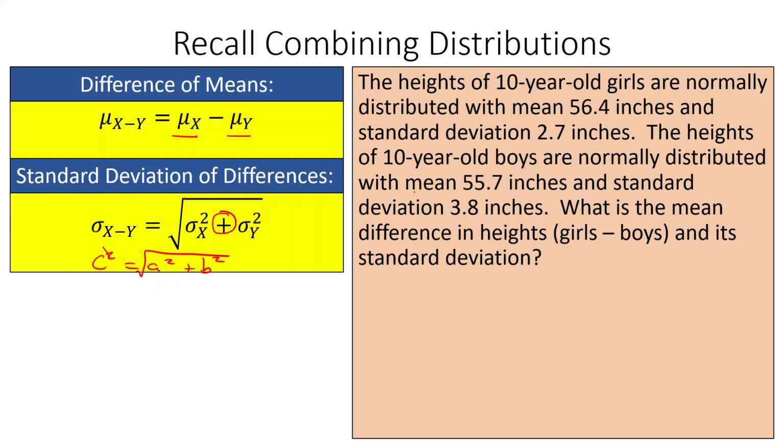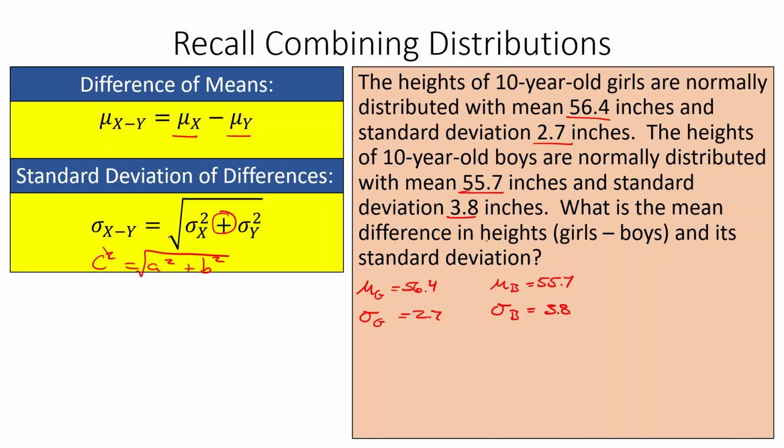Let's take a look at an example here. The heights of 10-year-old girls are normally distributed with a mean of 56.4 inches and a standard deviation of 2.7. So the mean height for the girls is 56.4, and the standard deviation for the girls, using sub G for girl, is 2.7. The heights of 10-year-old boys are normally distributed with a mean of 55.7 and a standard deviation of 3.7. So the mean for the boys is a little bit less, 55.7, and the standard deviation for the boys is a little more. So it looks like the boys' heights are a little more spread out.